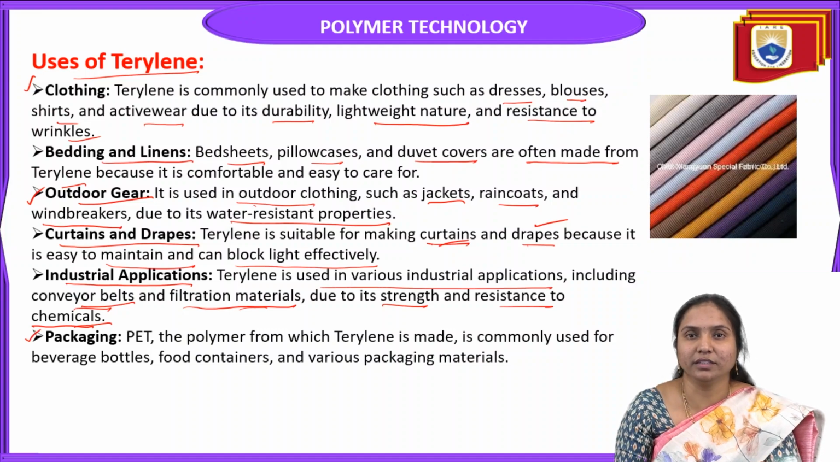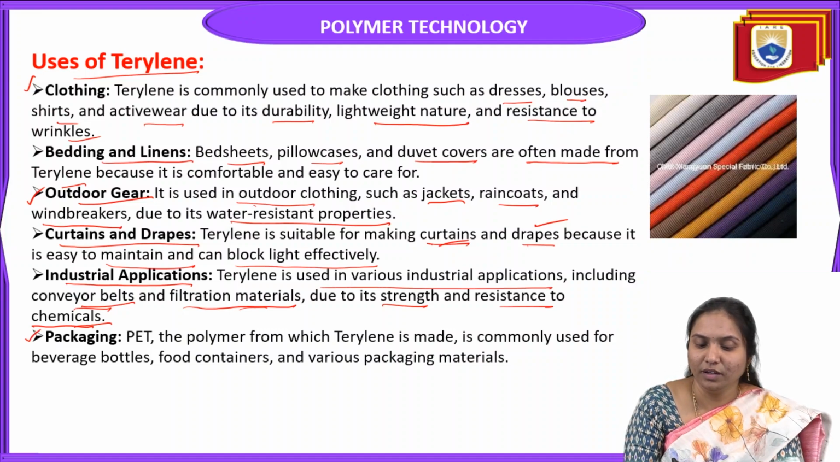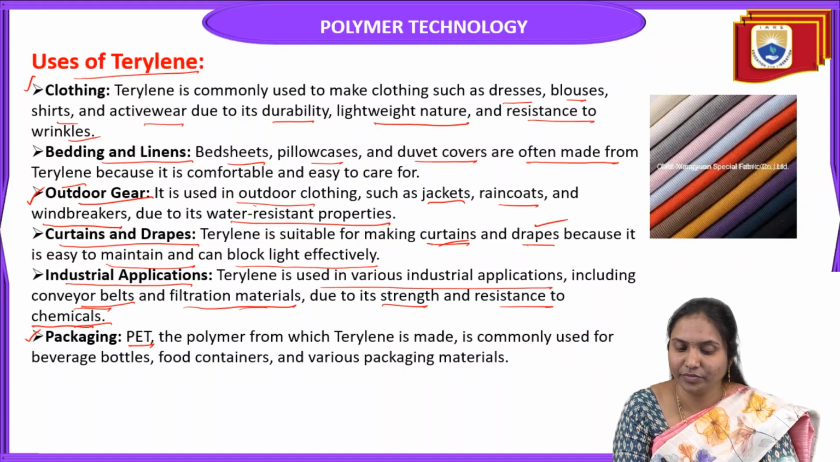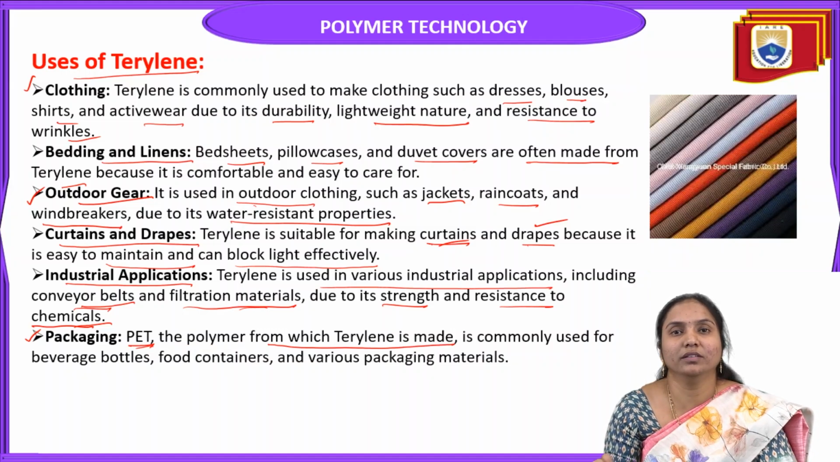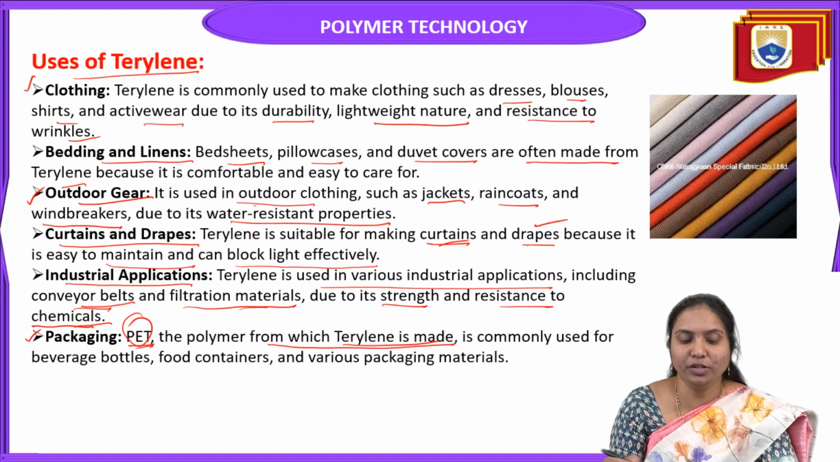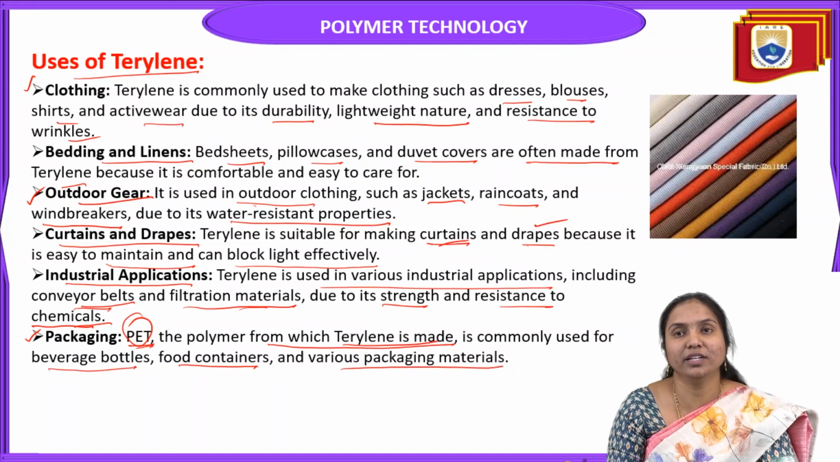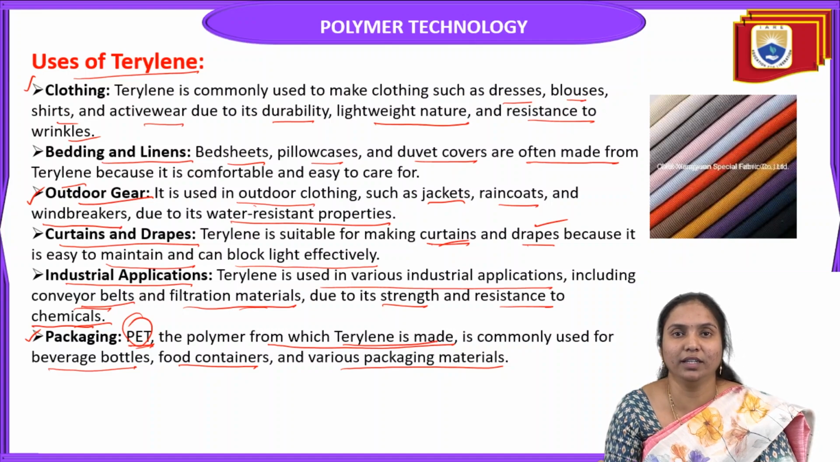And next, packaging. PET, the polymer from which Terylene is made, is commonly used for beverage bottles, food containers, and various packaging materials. So for packaging purposes also we prefer this material, PET, which is made from Terylene.